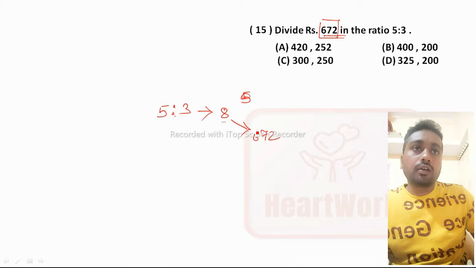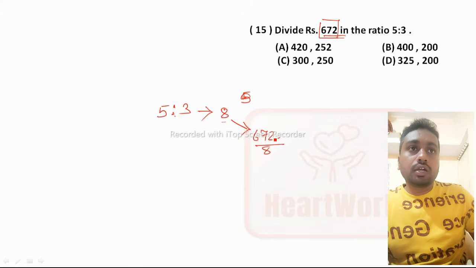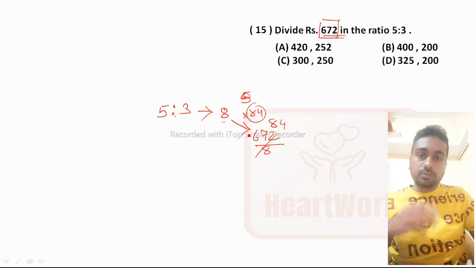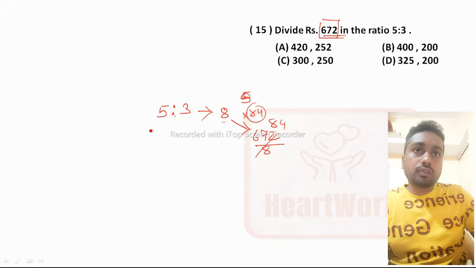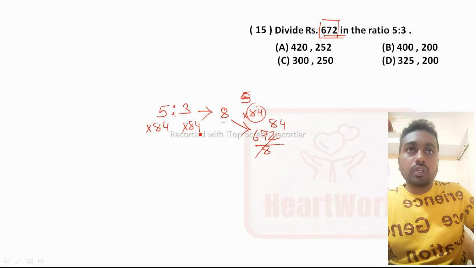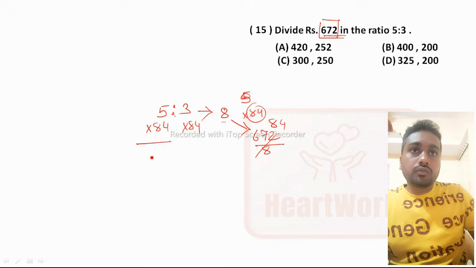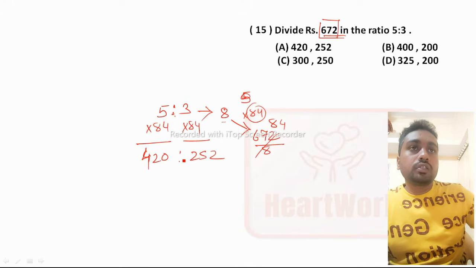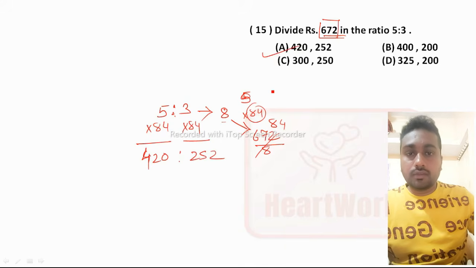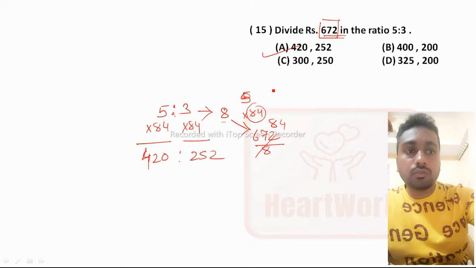But in the question it shows 672, which we have to divide. How much more is it? If you divide by 8, how much will it come? It will come to 84. So the question has multiples of 84. Likewise you have to multiply this 84 with this one and this 84 with this one. So 5 into 84 is 420, and 3 into 84 is 252. So this is option A. Option A is the right answer. Likewise you have to solve the questions.